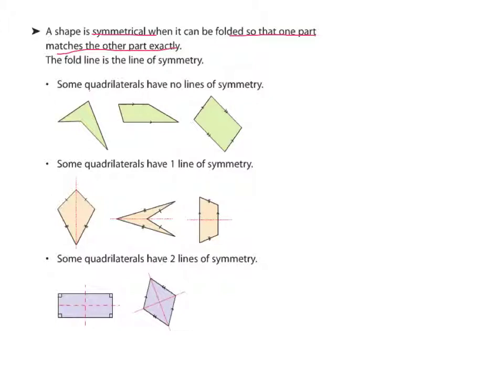Some quadrilaterals have one line of symmetry, where you can see that both sides are exactly the same. Some quadrilaterals have 2 lines of symmetry. You can see this side would be the same as this side, and these two sides would be the same as these two sides. Some shapes will have more lines of symmetry than just 2 as well.